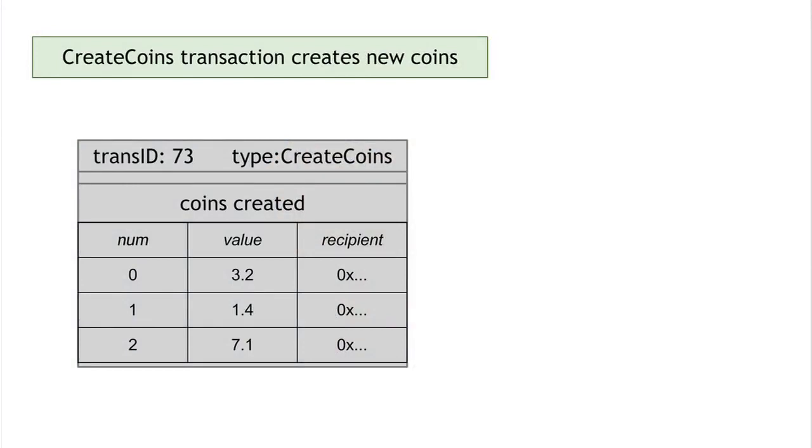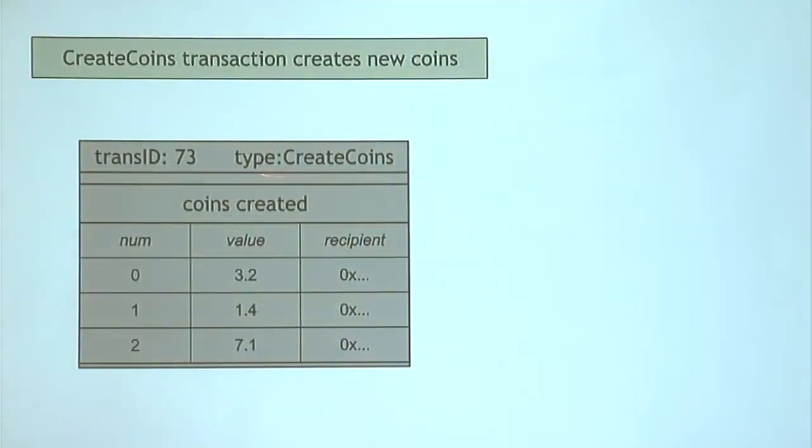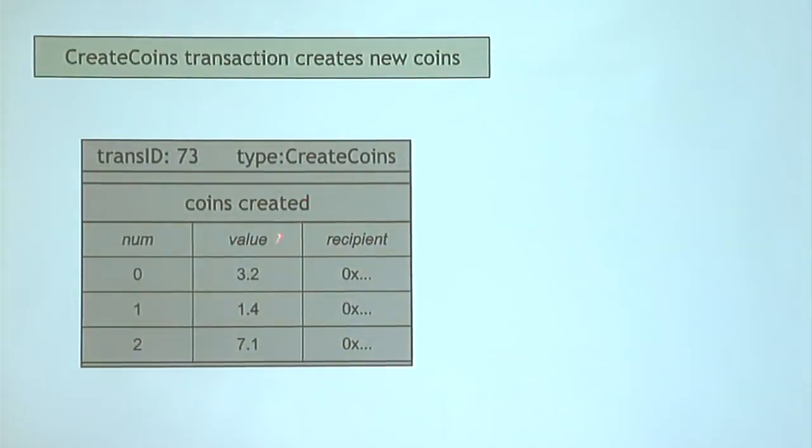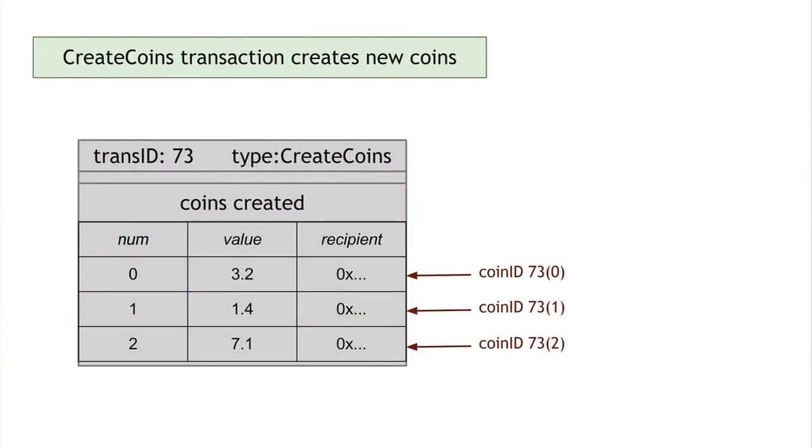It has transaction ID number 73, let's say in this case. Its transaction type is create coins, and then down here there's a list of which coins are created. Each coin is going to have a serial number within this transaction, 0, 1, 2, etc. Each coin has a value. It's worth a certain number of Scroge coins. And each coin has a recipient, which is going to be a public key who gets that coin as it's created. So this transaction type creates a bunch of new coins and assigns them to people as initial owners.